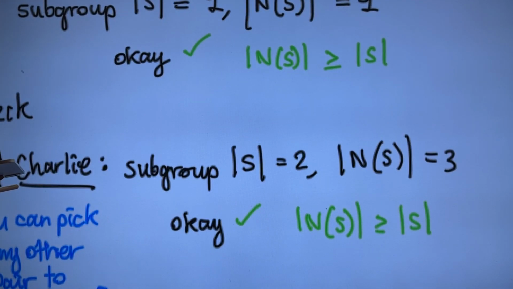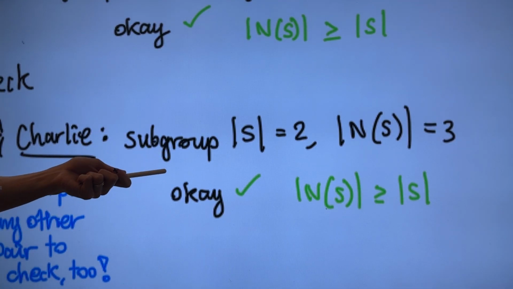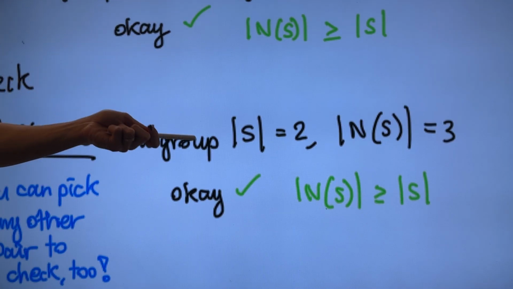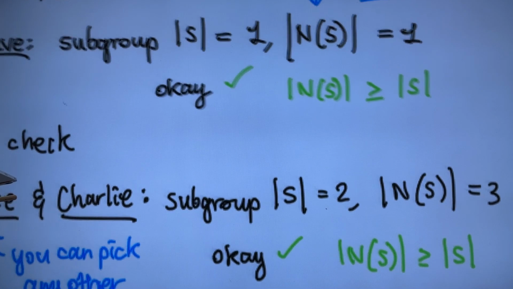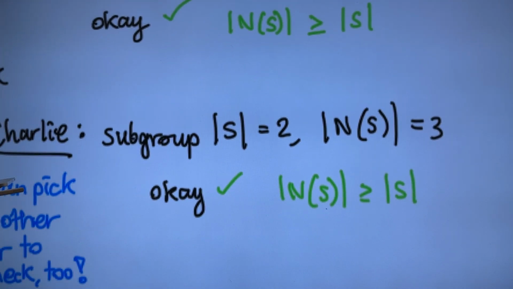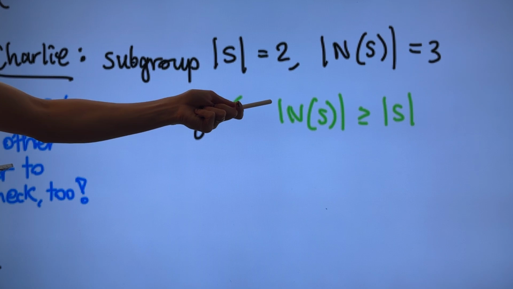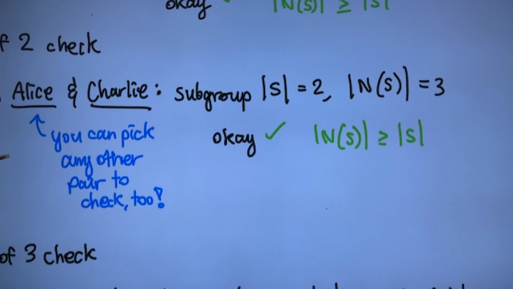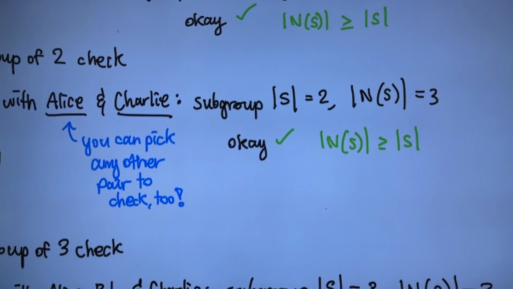So again, absolute value of the neighborhood has to be greater than or equal to the absolute value of the group of people itself, the absolute value of the subset, right? Just to clarify, why do we use S? Because when we're looking at a smaller group, it's a smaller set. Therefore, it is a subset of the larger group, of the larger set. So the absolute value of the neighborhood is greater than or equal to the absolute value of the subset for Hall's condition to be satisfied. And we look at 2 people, we see they have 3 skills altogether. This satisfies the condition, so it's okay.